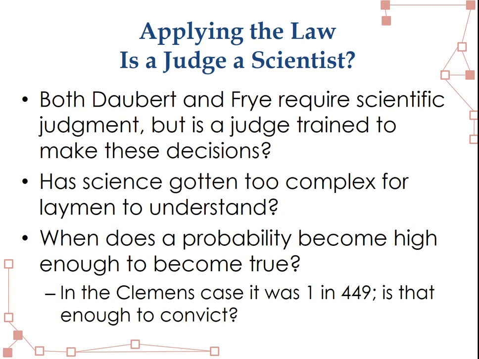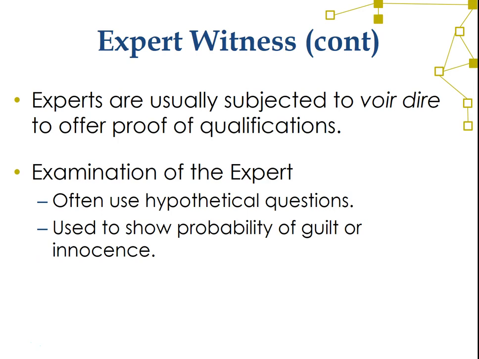So as we end here, let's ask a couple of questions. Both the Daubert and Frye standard require scientific judgment, but is a judge trained to make these decisions? And has science gotten too complex for the layperson to understand? And when does probability become high enough to actually become true? Now, in the Clemens case, it was 1 in 449. And is that enough to convict? Well, apparently it wasn't.